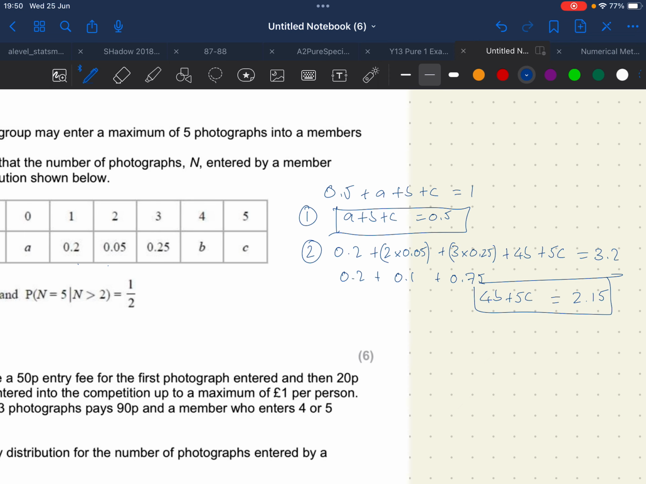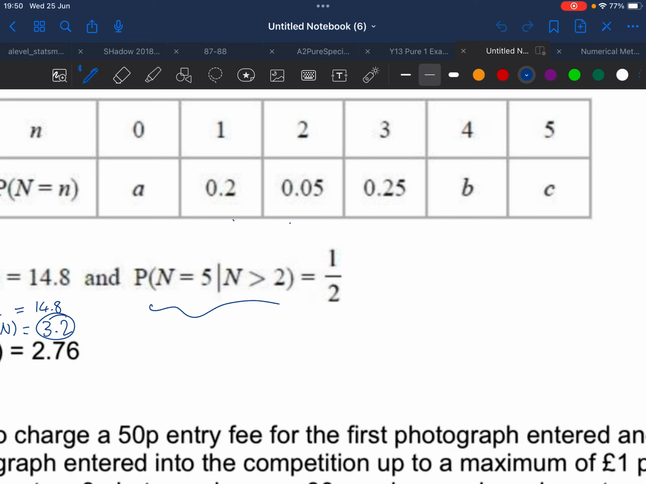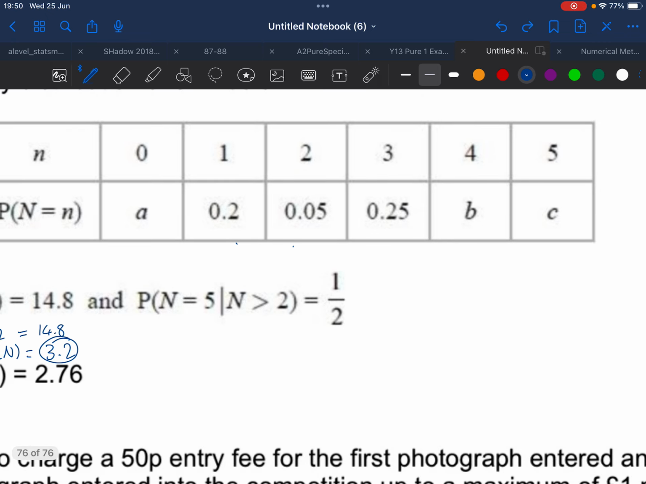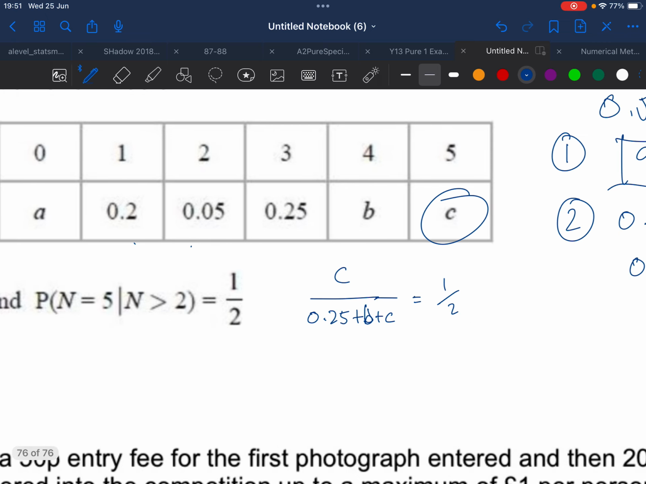That's a good equation. Something else is here that I haven't used yet, which is this. So this is looking suspicious. So this says the chance that you get 5, which is C, given that it's above 2. Okay, so C out of above 2 means that's 0.25 plus B plus C equals a half. Can I do anything with that? Yeah, let's multiply by 2 and bring this bit up. So 2c equals 0.25 plus b plus c.